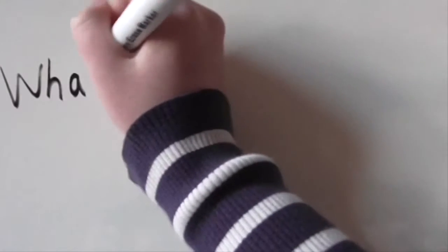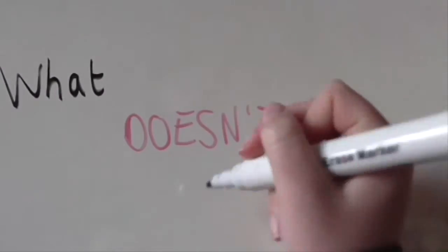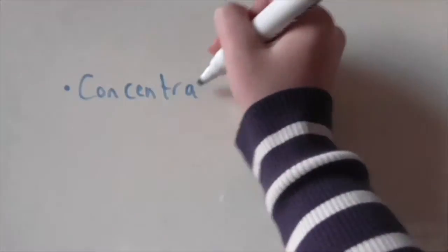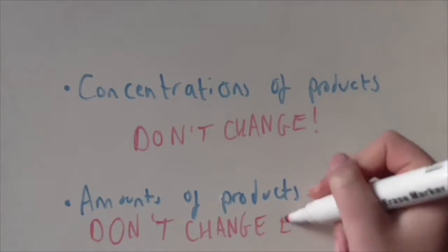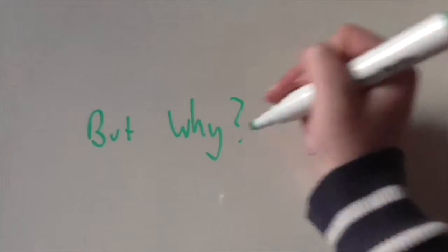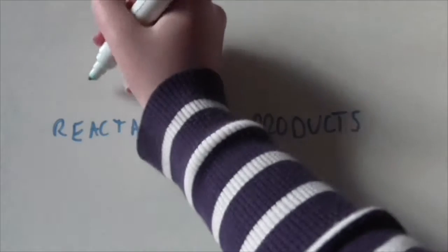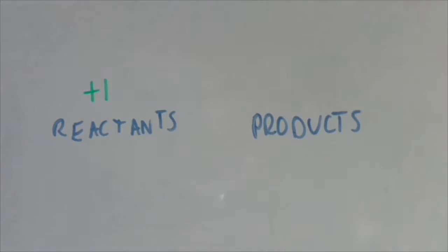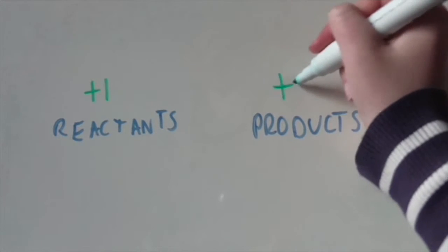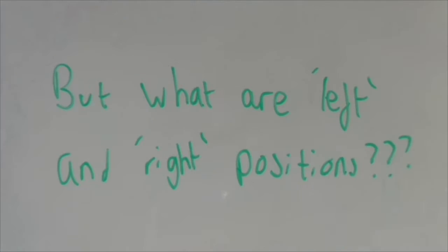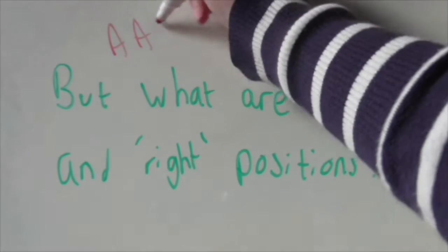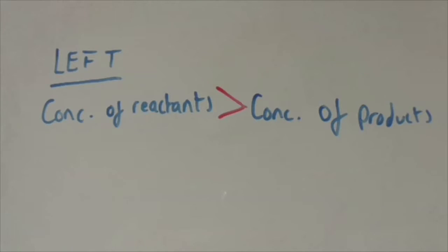You also have to know about what doesn't change during equilibrium. And these are the concentration of the product and the amount of product. It's literally that simple. But why, I hear you cry? Basically, this is because the forward reaction and backward reaction are both going at the same rate. It means that they are adding to each other at the same rate, so they stay the same.